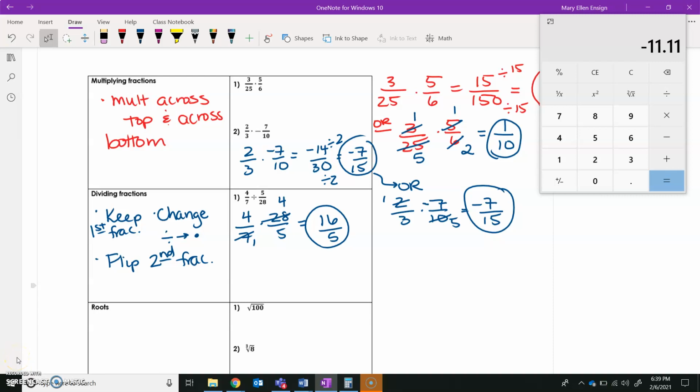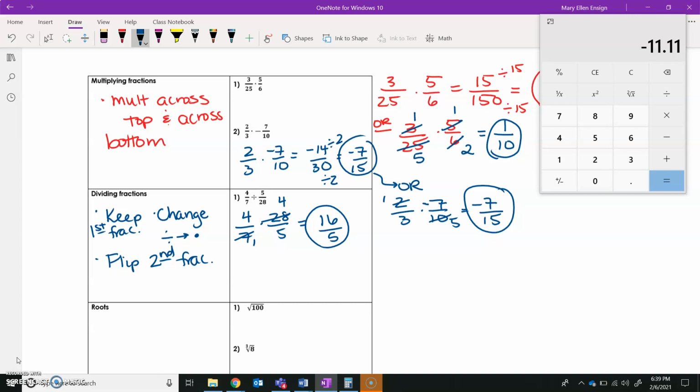Okay, so I got a little bit cut off at the end of that last one, but we were going over multiplying fractions, showing that we could have multiplied across the top and across the bottom and then simplified, or we could do the cross canceling here. 2 goes into both of these and we get right down to that simplest form.